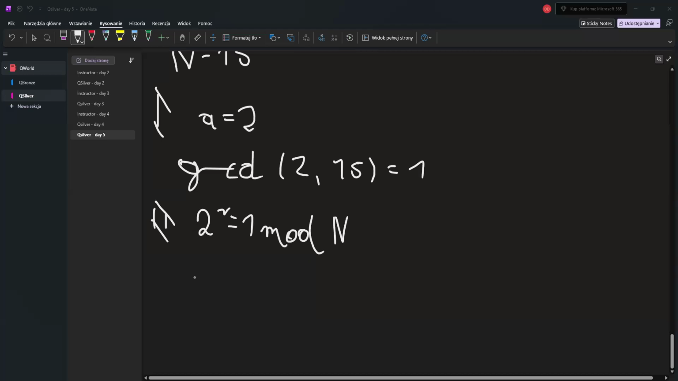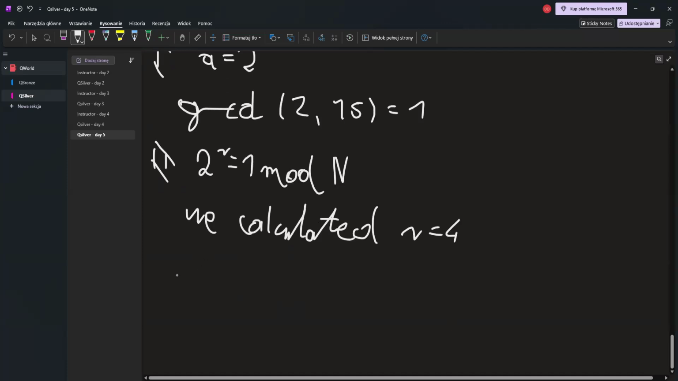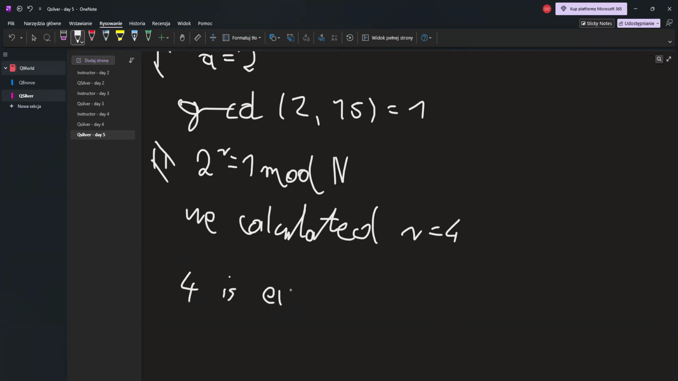So I will switch back to OneNote. Okay, we are back. So we know that we calculated r to be equal to 4, yes? Also, we can see that 4 is even. Yes, so this is very good.